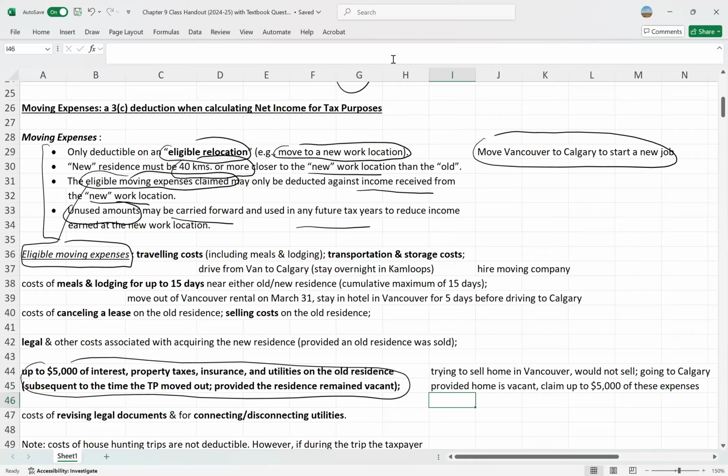And so basically it's just saying that while you're trying to sell the house, you're probably still paying interest on your mortgage, you're still paying property tax, maybe insurance and utilities. And so during this time that you're trying to sell the house in Vancouver, as long as it's vacant, you can claim up to $5,000 of these expenses as eligible moving expenses.